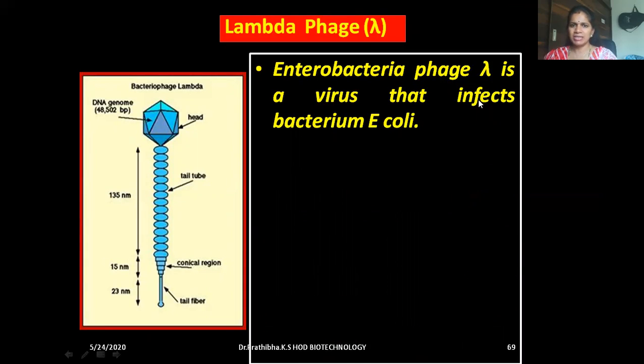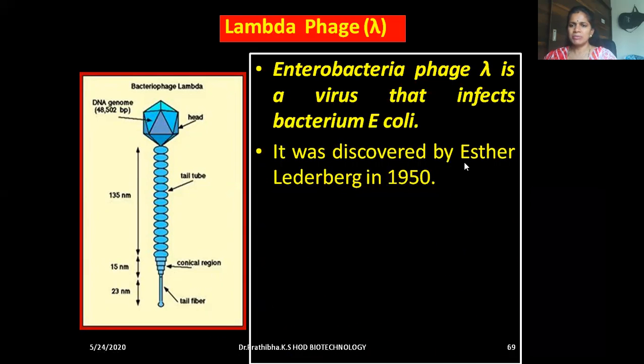Enterobacteria phage lambda is a virus that infects the bacterium E. coli, that is Escherichia coli. Here you can see the bacteriophage lambda structure representation. This is the head, with a DNA genome of 48,502 base pairs. When we use the word base pairs, it means it's double stranded. Here you can see the tail tube, which is 135 nanometers, then the conical region, which is 15 nm, and the tail fiber, which is 23 nm.